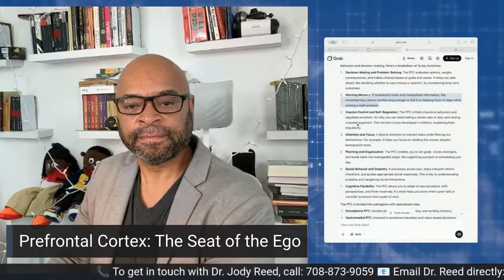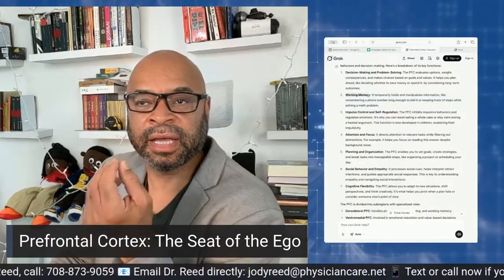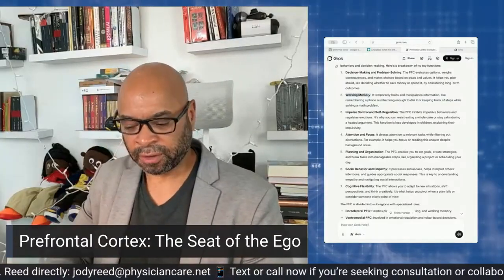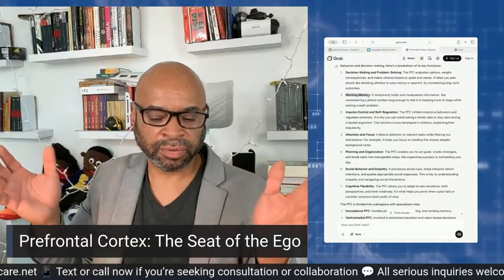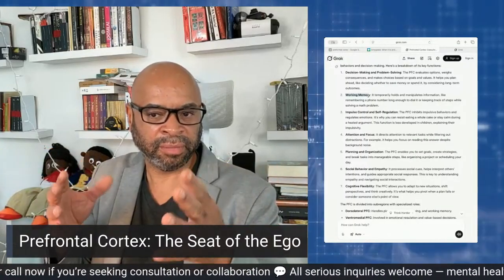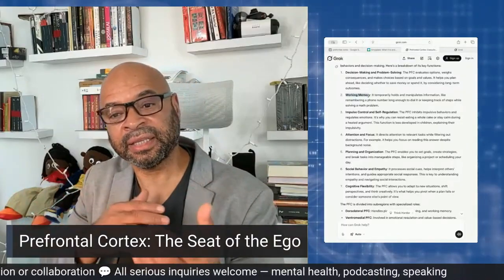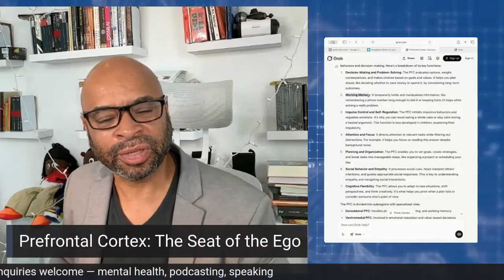So working memory temporarily holds and manipulates information. Now, this is very important, and this is why the hippocampus is so important. The hippocampus will receive the information and move it to the prefrontal cortex. And if the working memory capacity is impaired, then the person would not get the information into their brain to even be considered in the first place.